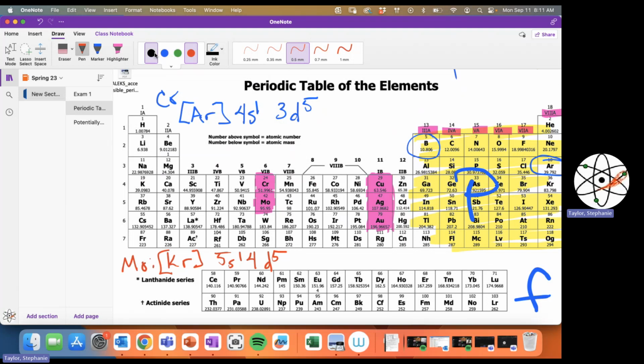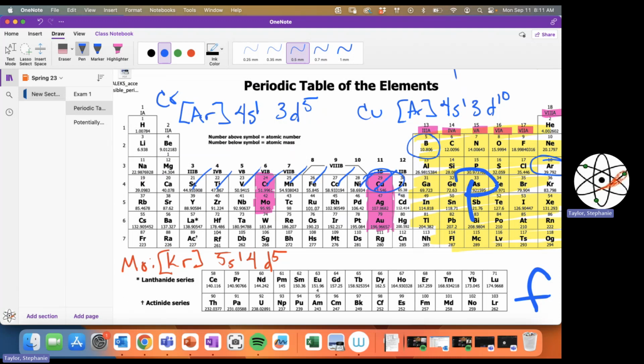Similarly, when we talk about copper, copper should be the same argon base, and then we're still going to be borrowing one from S, so that we can have 3d10. So copper would originally have 1, 2, 3, 4, 5, 6, 7, 8, 9 electrons in its d subshell, but having a full d subshell is even more stable than a half-filled d subshell. So therefore, it's going to borrow an electron from the 4s as well.